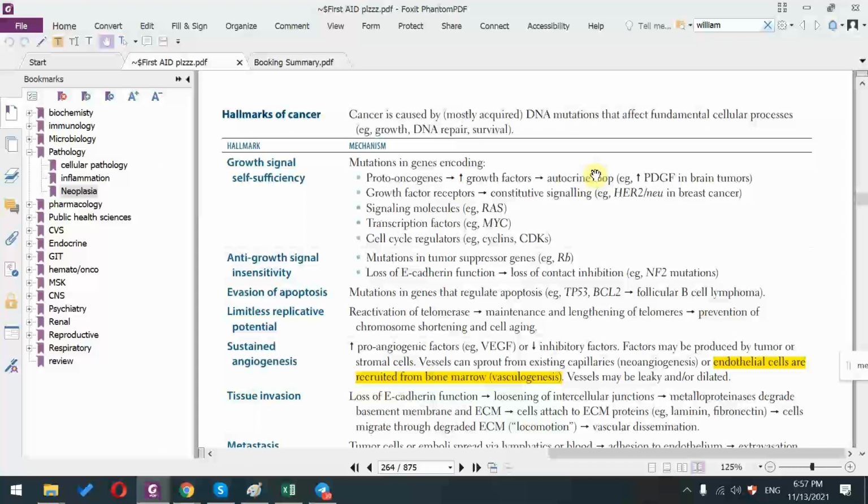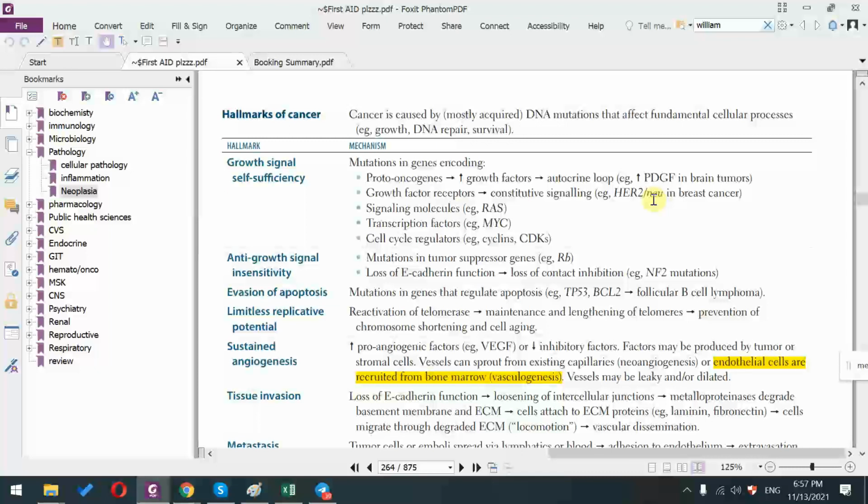They write here, more growth factor, autocrine loop. Autocrine means it activates itself. So, for example, one example of these is PDGF and the brain tumor. Platelet-derived growth factor. You are like, oh, platelet-derived growth factor. Well, which tumor is it going to be? Is it going to be a platelet tumor? No, it's not going to be a platelet tumor, because this platelet-derived growth factor can lead to different brain tumors.